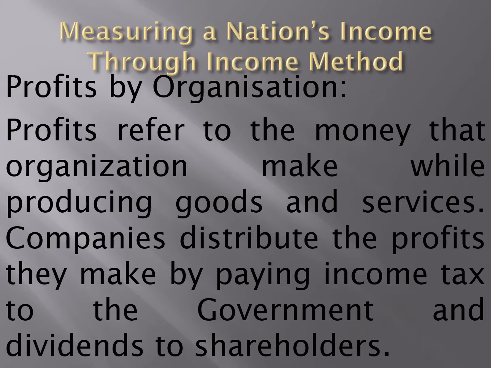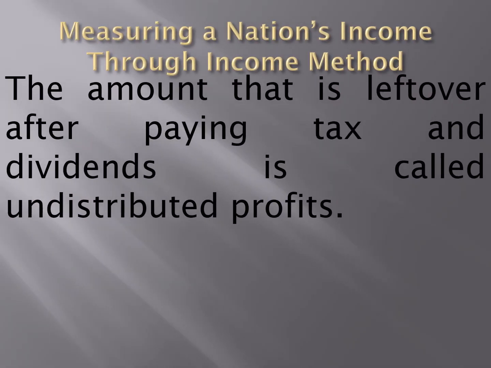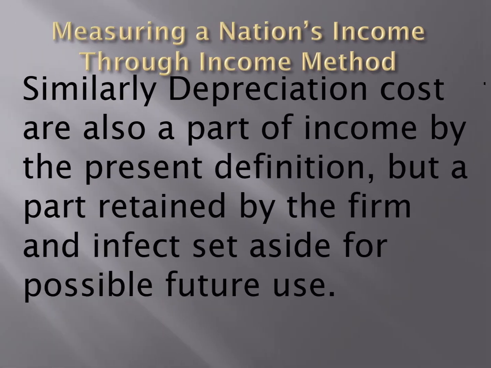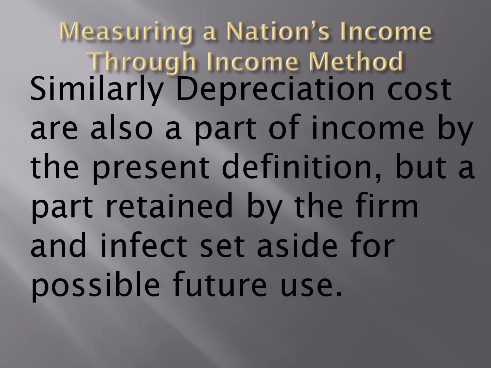Profit for organization refers to the money that an organization makes while producing goods and services. Companies distribute the profit they make by paying income tax to the government and dividends to the shareholders. The amount that is left over after paying tax and dividend is called undistributed profit. Similarly, depreciation costs are also a part of income by the present definition, but a part retained by the firm and in fact set aside for possible replacement.